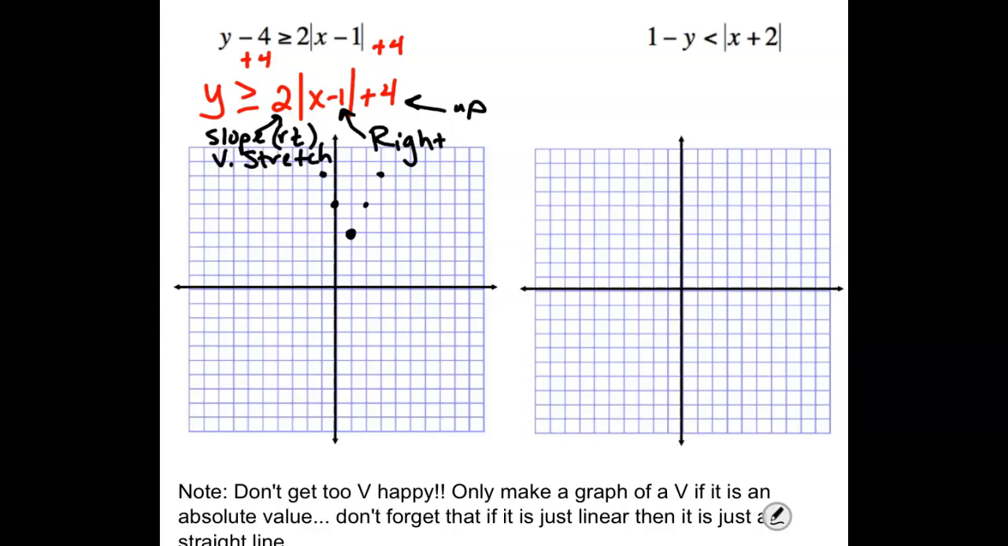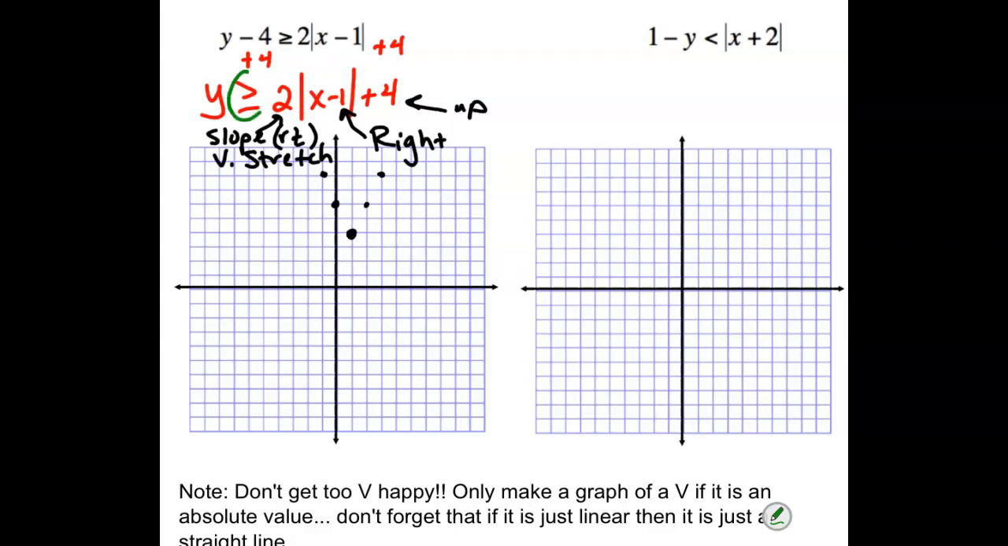This one does have an equal sign as part of our inequality, so our line to form that V should be solid. And then we want y to be greater than that amount. So again, greater than the vertex would be everything inside here.